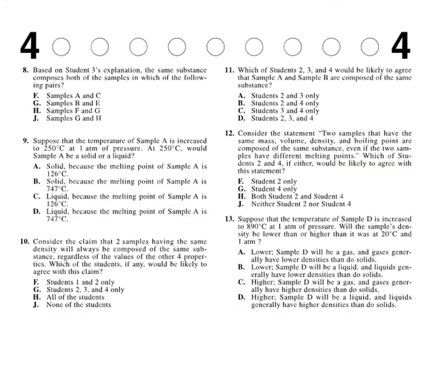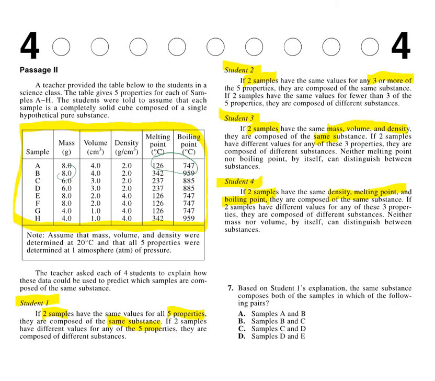All right, next page, number 8. Based on Student 3, so now you're looking at Student 3, and Student 3 is saying that they have to have mass, volume, and density to be the same. So Student 3's explanation, the same substance composed both of the samples in which of the following pairs. Do the same kind of procedure. Look at A and C and see if they have mass, volume, and density the same. So now we're looking at just these columns right here. So A and C, you would see they have, nope. So A and C are not going to be a correct choice.